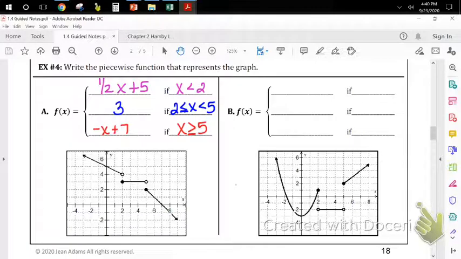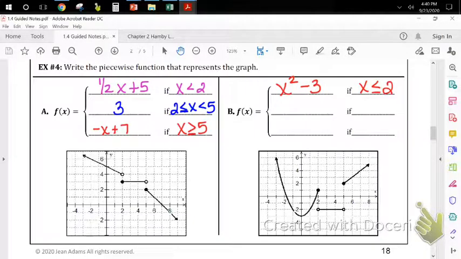So let's do the same thing for b. On b, notice this first part here is a quadratic, and it's a quadratic that's been moved down 3. So we could say that it is x squared minus 3. And where do we use that? Well, it keeps going to the left, but notice it starts right here when x is 2. So since it keeps going to the left, it's less than 2, and is it equal to at the 2? Well, it's got that closed circle, so yes, it is.